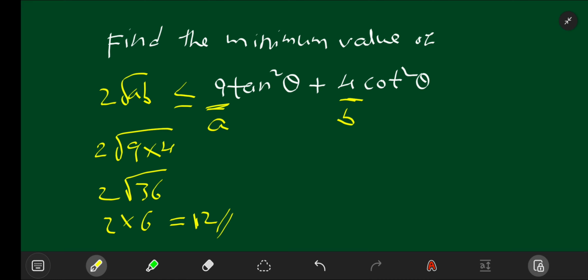Questions like this come from minimum and maximum values. Okay. They will ask minimum and maximum values.